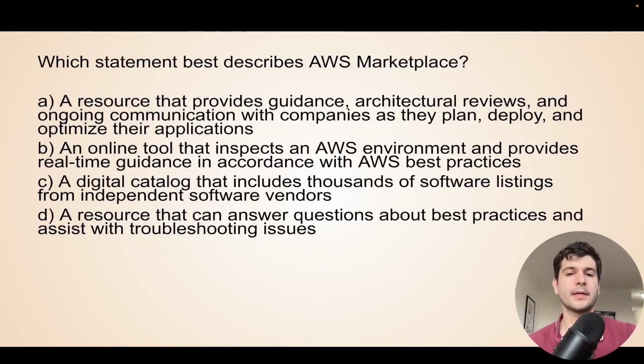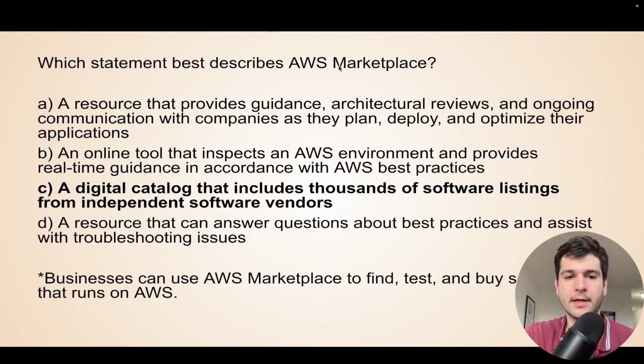Which statement best describes AWS Marketplace? All right, so let's look through these. A resource that provides guidance, architectural review, so no, not A. Online tool that inspects an AWS environment, no. Digital catalog that includes thousands of software listings from independent software vendors, so yes. C, let's just read D. A resource that can answer questions about best practice, no. So the correct answer is C.